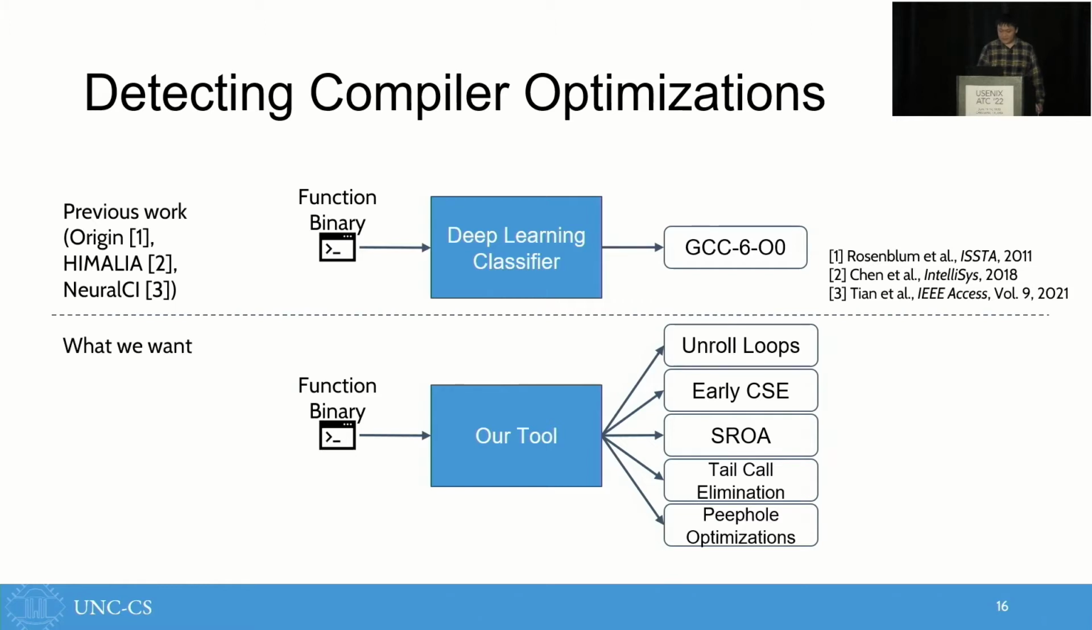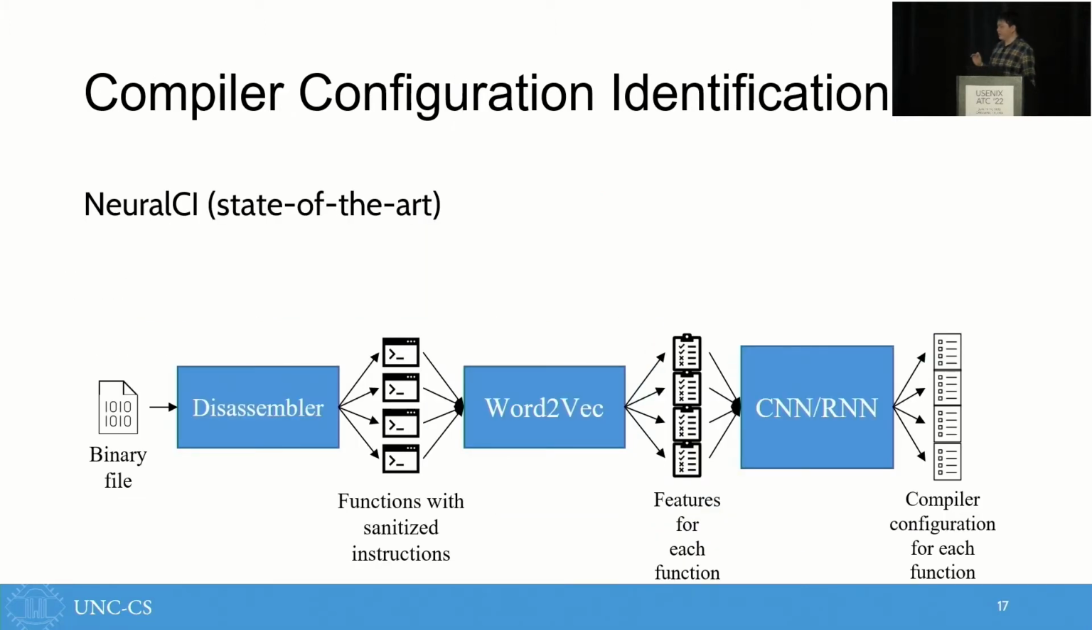Here is an overview of the state-of-the-art previous work, NeuroCI. Taking a binary file, it disassembles it into individual functions, then extracts features using word2vec into vectors, and then runs either a convolutional neural network or a recurrent neural network to determine the compiler configuration for each function.